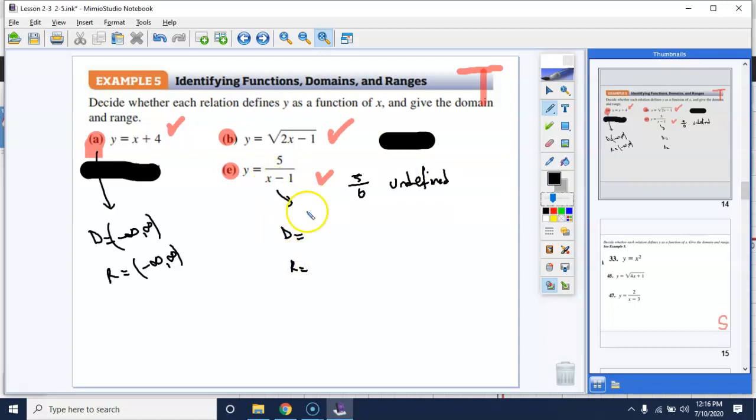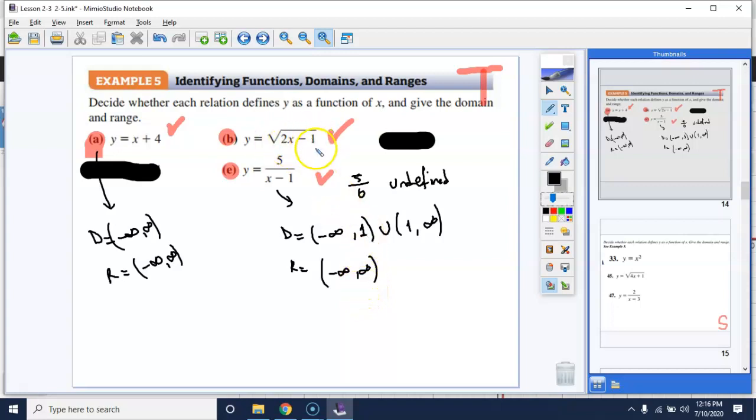For the domain by x, we should exclude 1. I'm going to say negative infinity to 1 and 1 to infinity. But again, I go with parentheses, which means do not include 1 there. But the range should be fine: all negative and positive numbers, negative infinity to positive infinity.